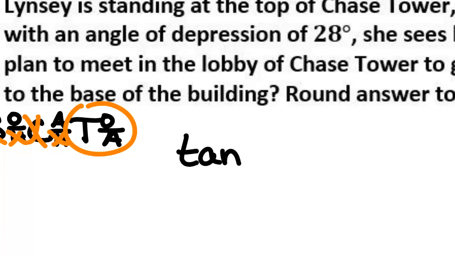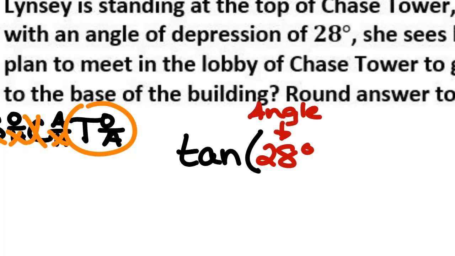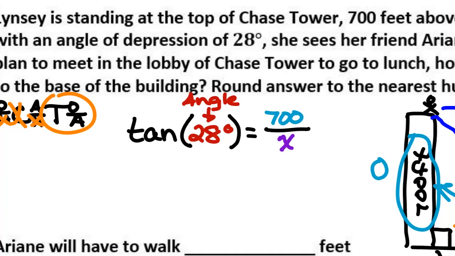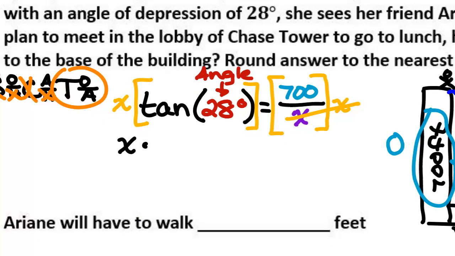So then we would do tangent of our angle. The angle is 28 degrees. Is equal to opposite over adjacent. The opposite side is Chase Tower at 700 feet. The adjacent side is unknown. It's what we're looking for, so we're going to call that x. We want to get the x isolated, so we have to multiply by our denominator. Denominator this time happens to be x, so we multiply both sides by x. That cancels it out over there on the right. So I have x times the tangent of 28 degrees is equal to 700.